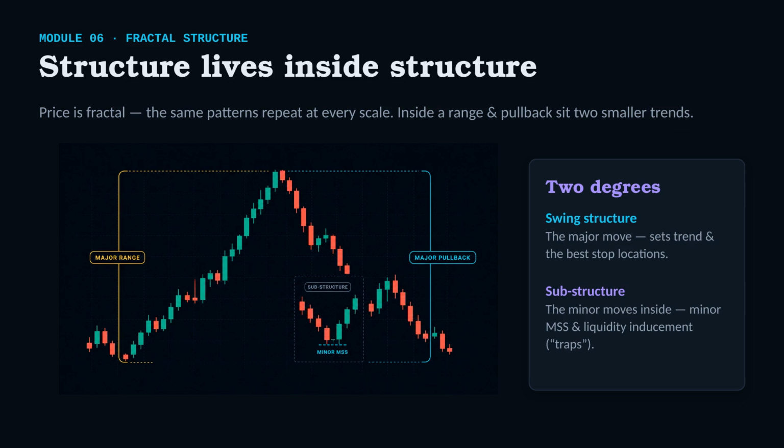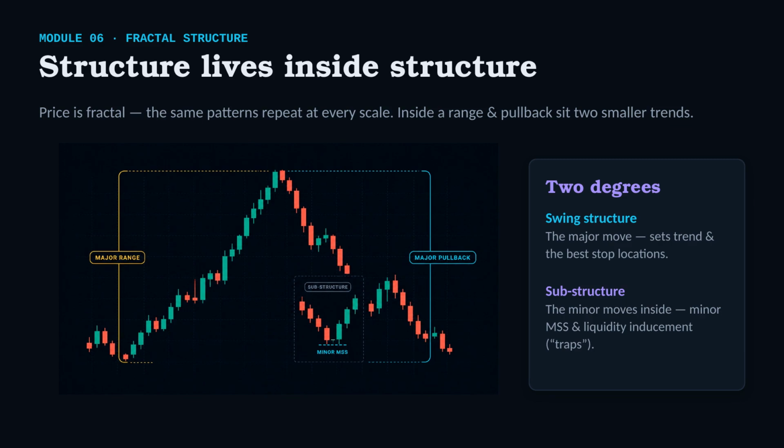Once you have a range and a pullback across two different degrees, two useful terms emerge. Swing structure, or major structure, is the movement outside the range and the pullback. It helps you determine the trend, and it locates good places for your stop-loss orders. Substructure is the minor structure inside the range and pullback. It is where you find minor market structure shifts and where you find liquidity inducement, which is simply a new name for an old pattern called a trap.